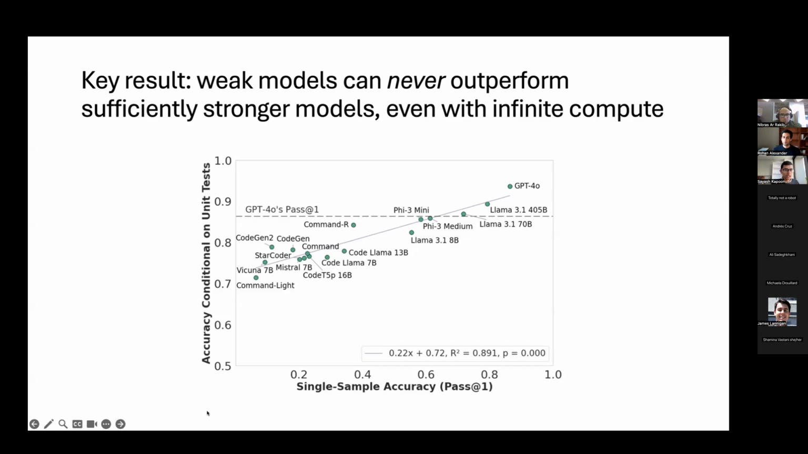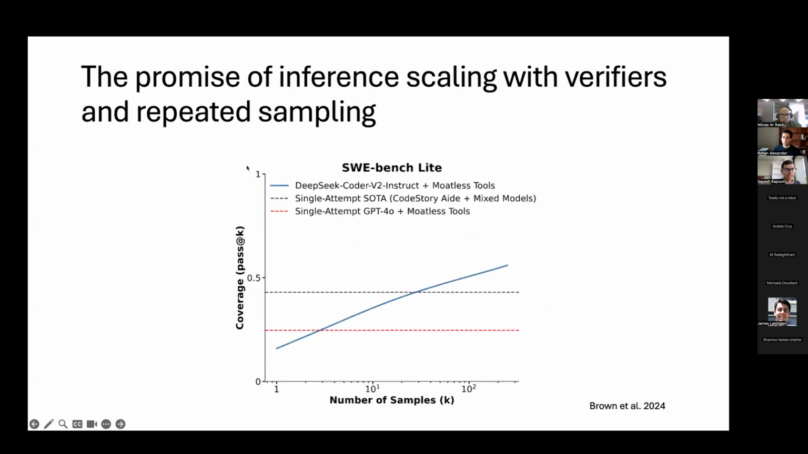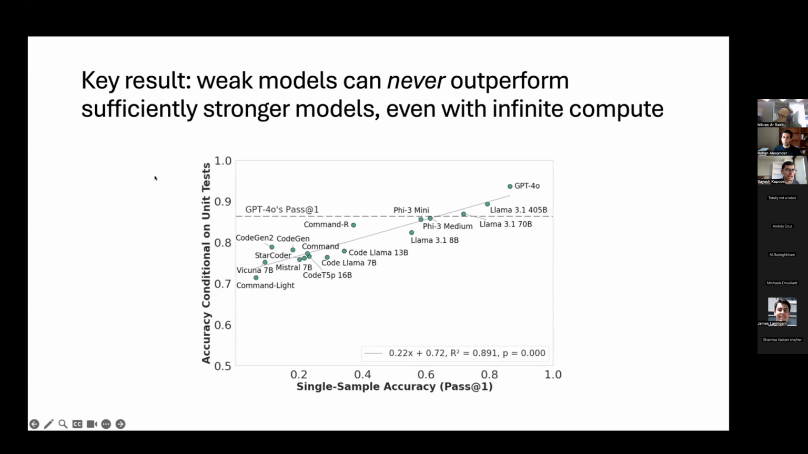So in other words, the promise that we saw of inference scaling was predicated on there being a verifier that won't allow these false positive solutions to pass. But in the presence of these false positive solutions, all bets are off. For example, all of the models in this region here, which are below the GPT-4o pass-at-one accuracy, cannot outperform GPT-4o even with an infinite amount of compute.